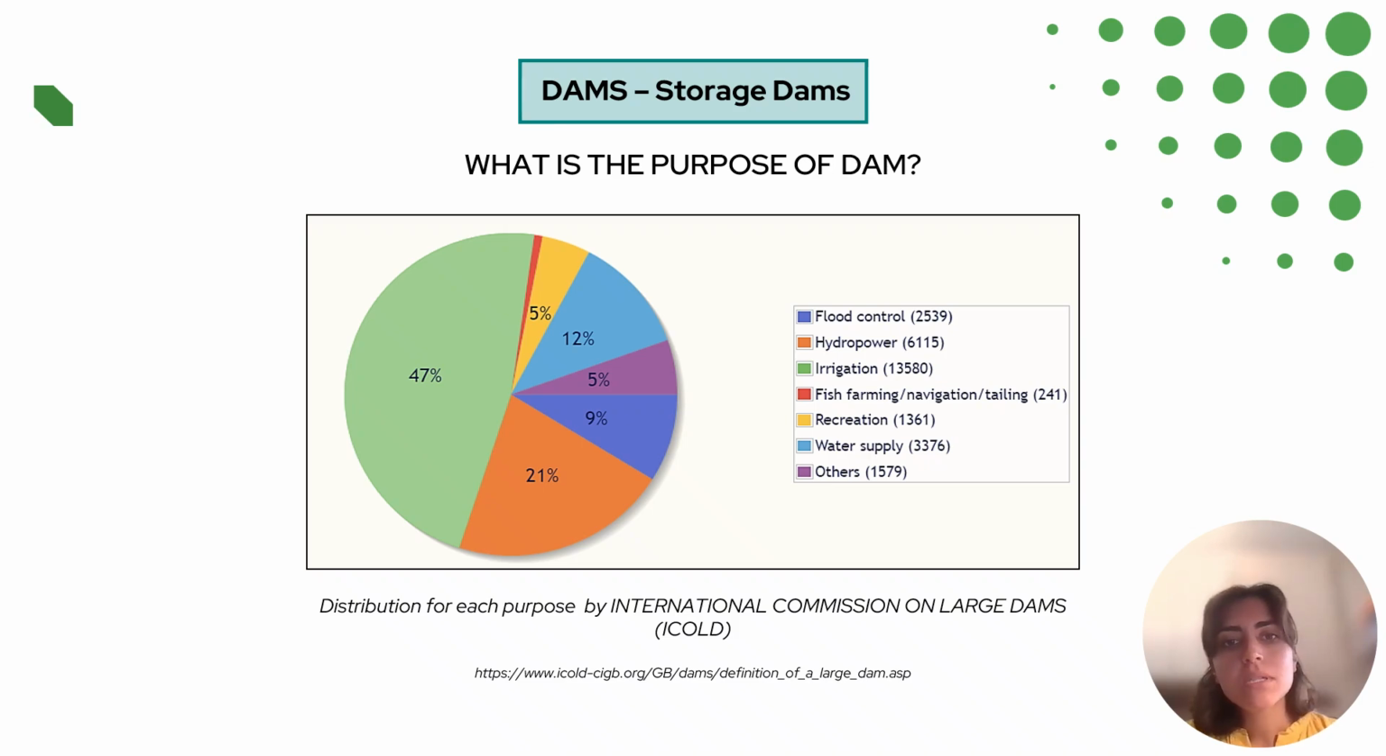Other important uses include water supply at 12% and flood control at 9%, both essential for protecting populations and ensuring access to safe water. Finally, smaller percentages are linked to recreation, navigation, and fish farming, which still bring important social and economic benefits.